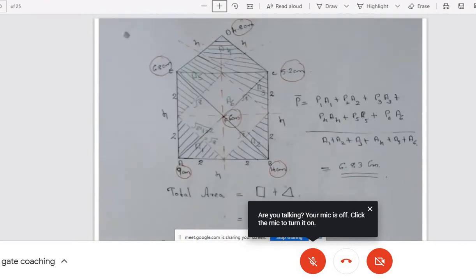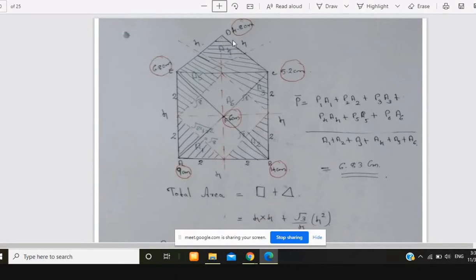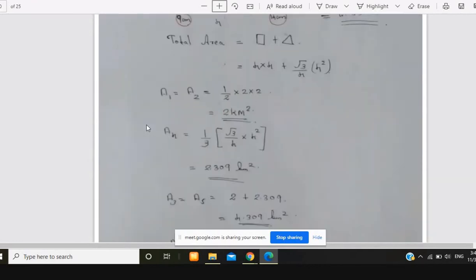So it will be 2 kilometer square. Then next is A4. It is easy to calculate. You have already seen the equation for one part of an equilateral triangle as 1 by 3 root 3 by 4 A square. Here the side is 4 kilometer. So by applying the equation 1 by 3 root 3 by 4 into A square, we will be getting 2.309 kilometer square.